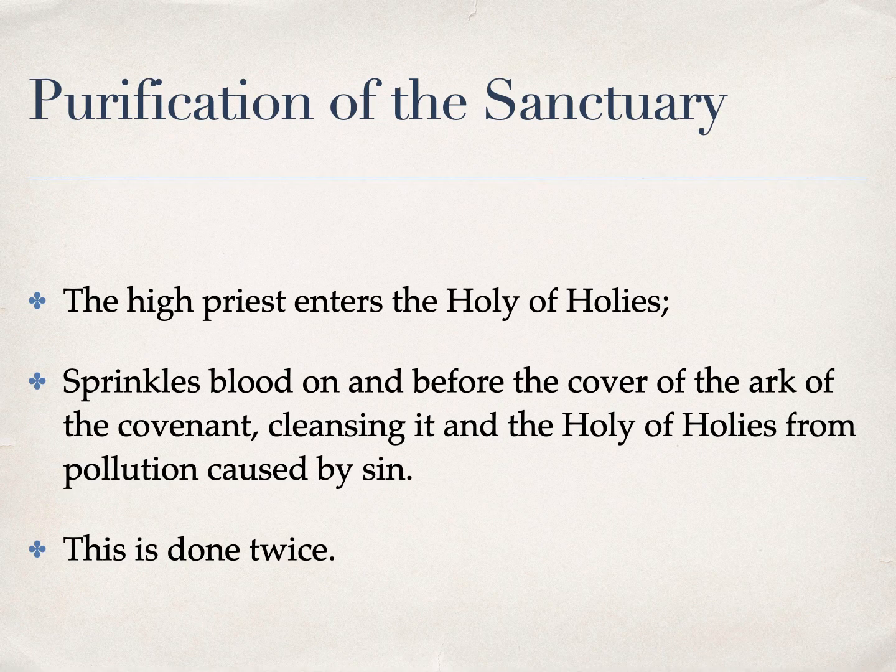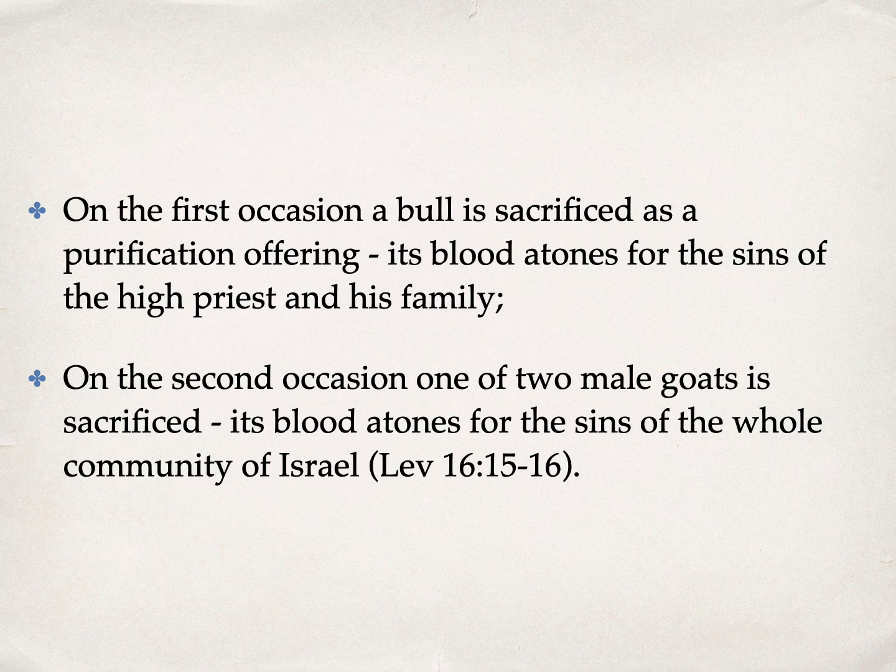So the first part of the ritual, purification of the sanctuary. The high priest enters the Holy of Holies, sprinkles blood on and before the cover of the Ark of the Covenant, cleansing it and the Holy of Holies from pollution caused by sin. This is done twice. On the first occasion, a bull is sacrificed as a purification offering. Its blood atones for the sins of the high priest and his family.